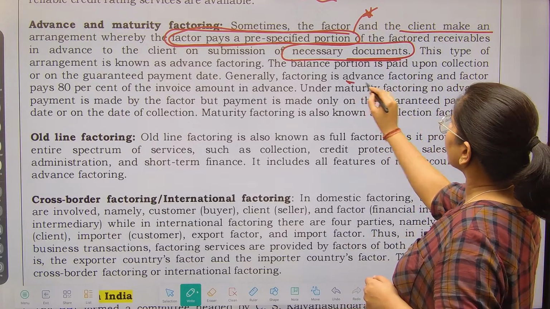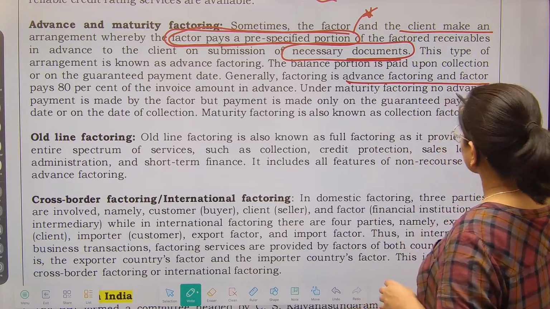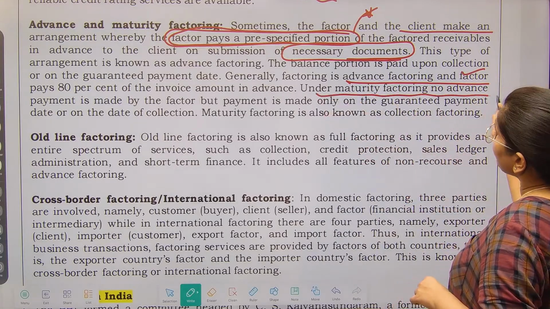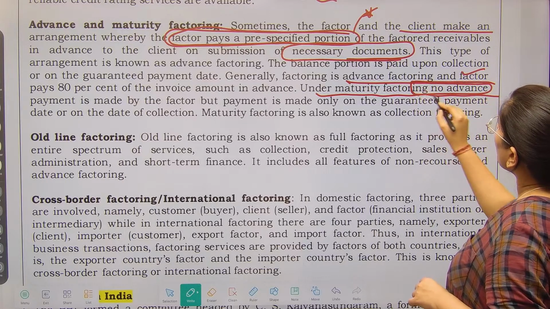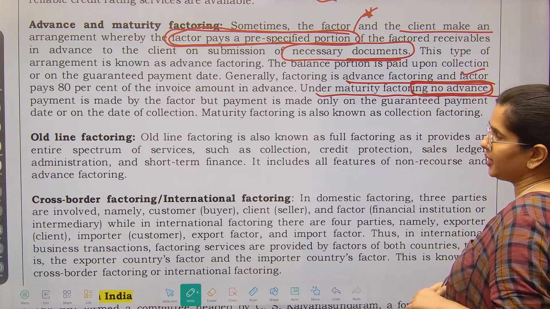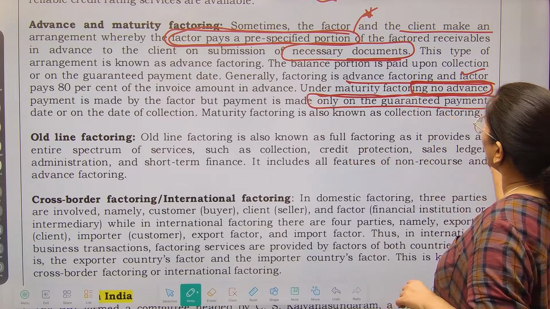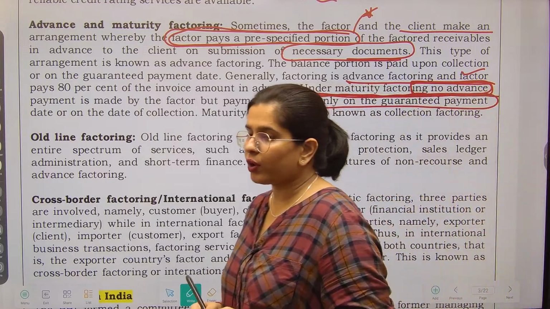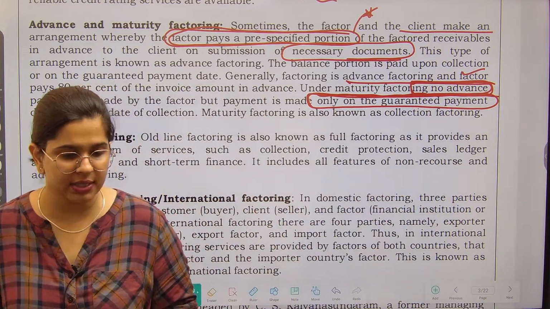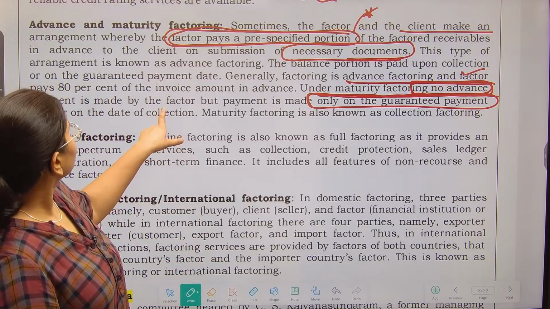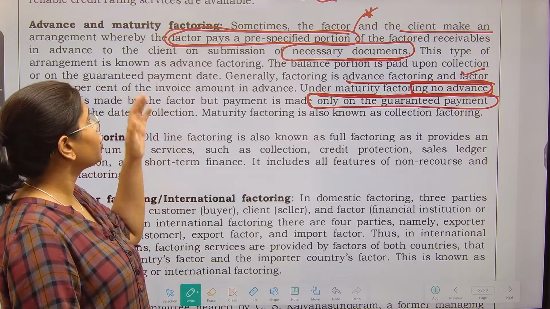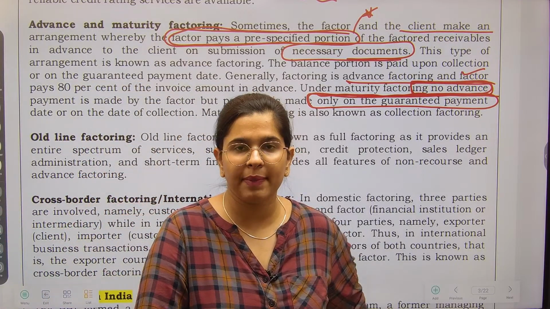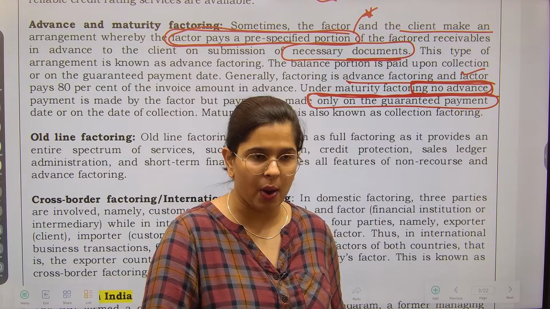Now generally in advance factoring, the factor pays 80% of the invoice amount in advance. But under the maturity factoring, no advance will be made and payment will be made only on the guaranteed payment date or on the date of collection. So no advance will be given. Just see, the maturity factoring is sometimes combined with bad debts protection. How, I will tell you.